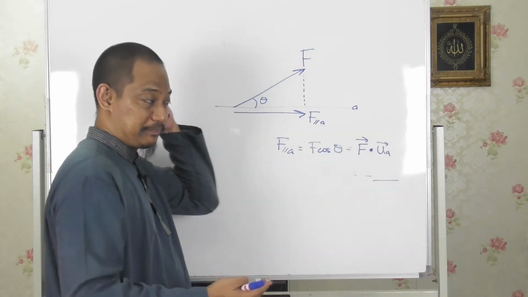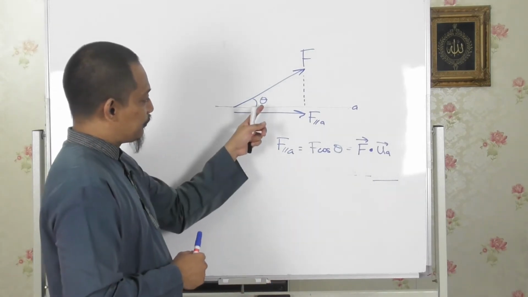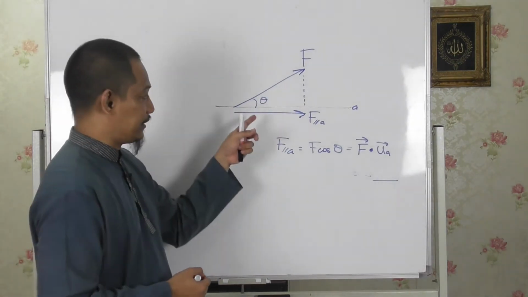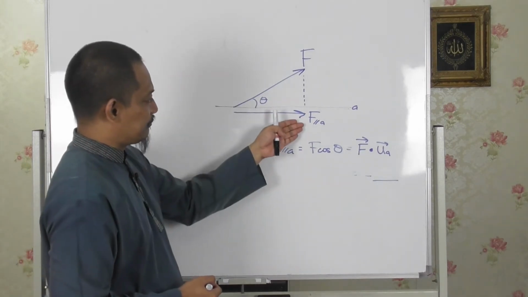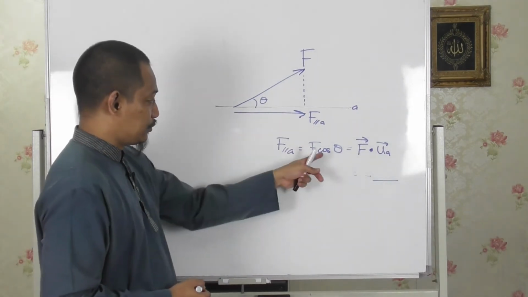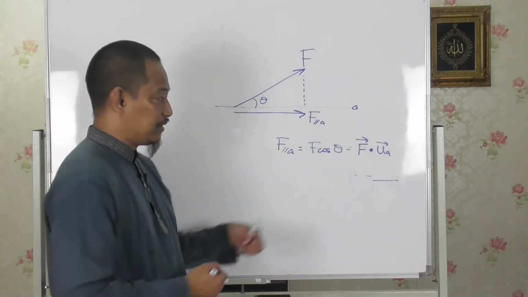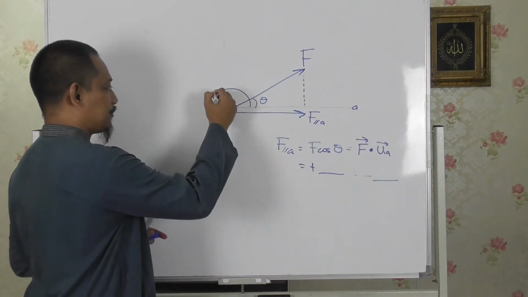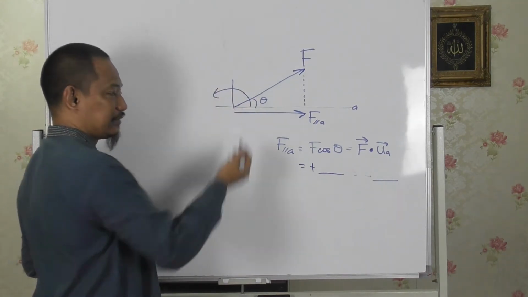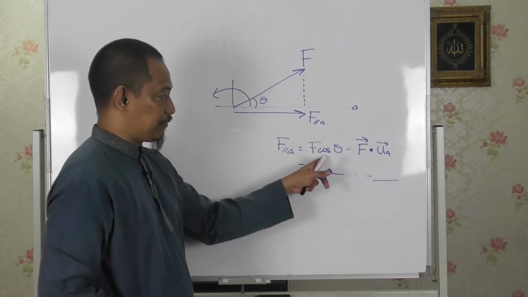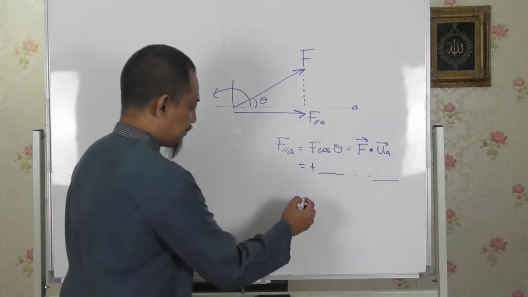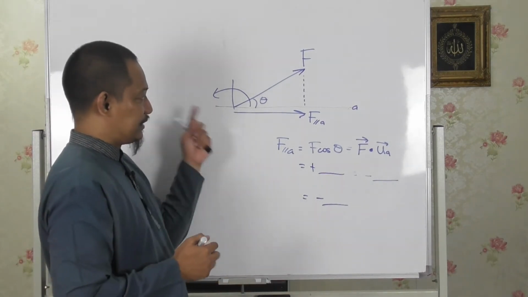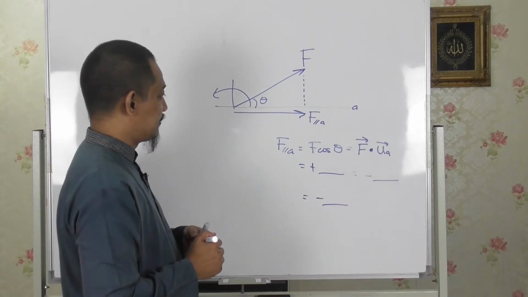So what does that mean? If you look here, as long as this theta is smaller than 90, obviously this f is in this direction, so f cos 30 or something, you will always get a positive value. But if theta goes beyond 90 degrees, say 100 degrees, and you calculate f cos 100, for example, you will get a negative value. So it means it is in the opposite direction.